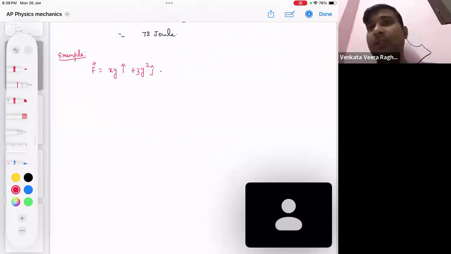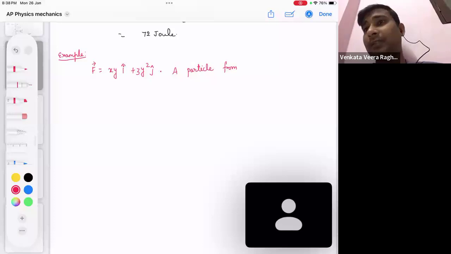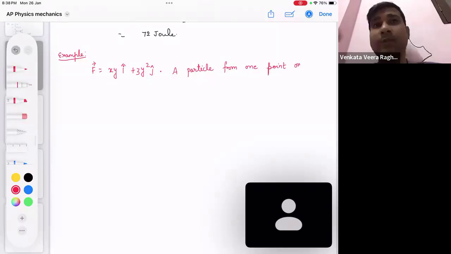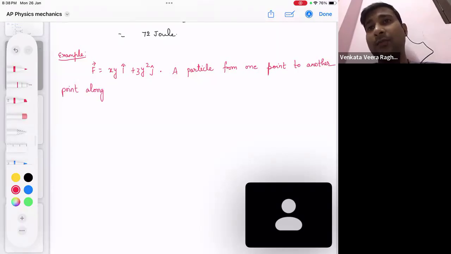This is the force given to us. Okay, a particle moves from one point to another point along which line? Along x plus y equal to 10. Understood?